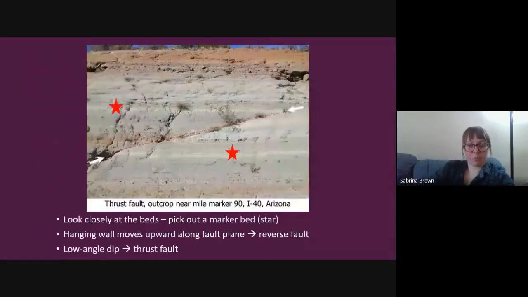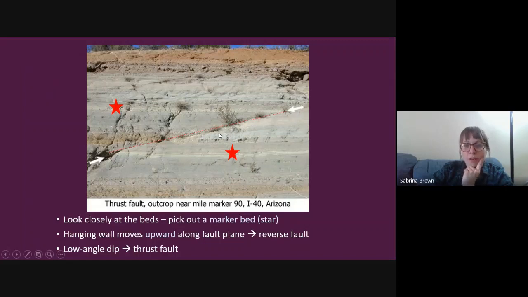All right, here is an example of a thrust fault. We call it a thrust fault instead of a reverse fault because the angle is not very steep. And so here is our fault line. This one's kind of hard to find a good marker bed, but here's a good one. These two white layers on either side give us a good marker bed. We have our fault line.